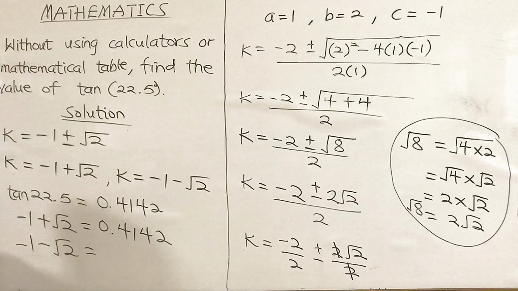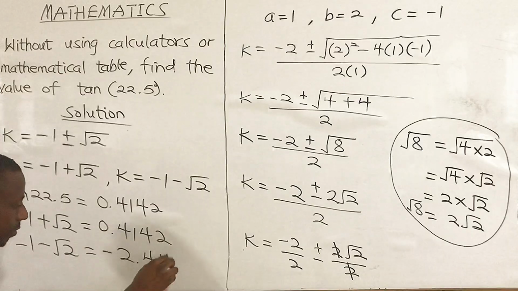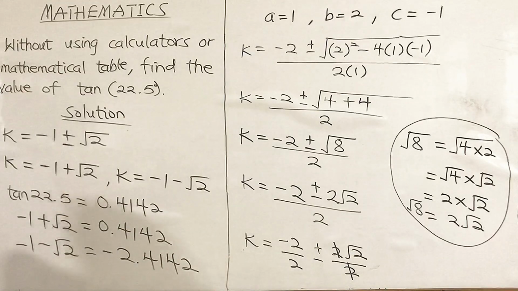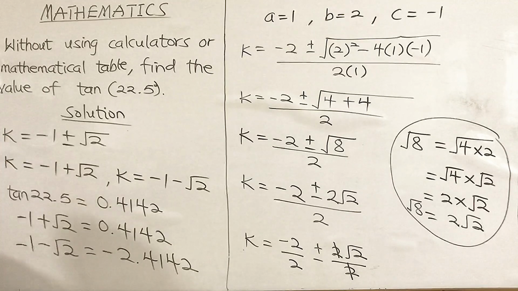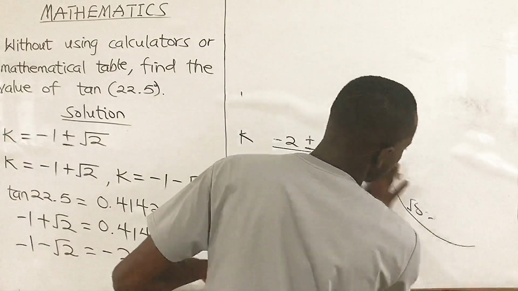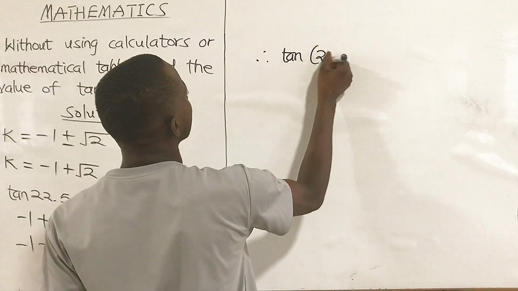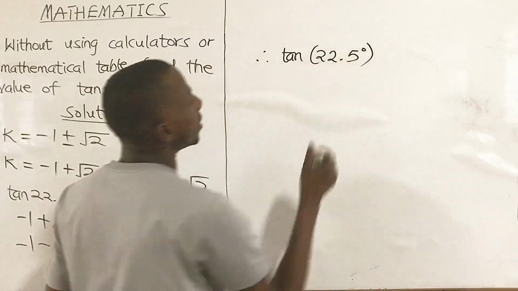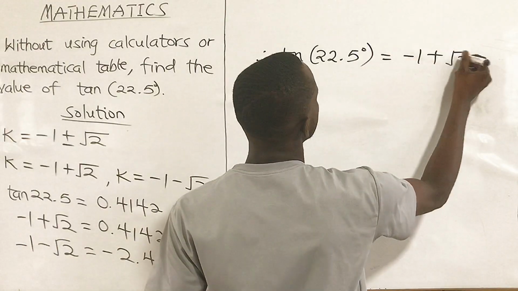Now the decimal of negative 1 minus root 2 will also give us negative 2.4142. So at this point, we can now conclude that therefore the value of tan 22.5 is going to be negative 1 plus root 2. So therefore, tan 22.5 is equal to negative 1 plus root 2.